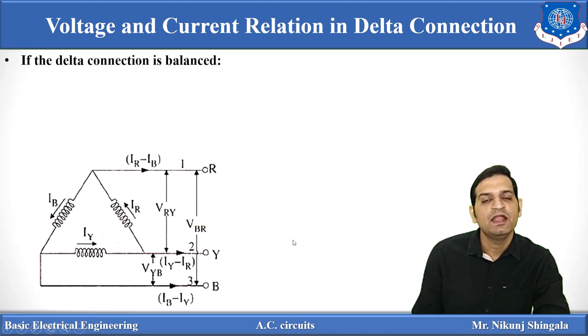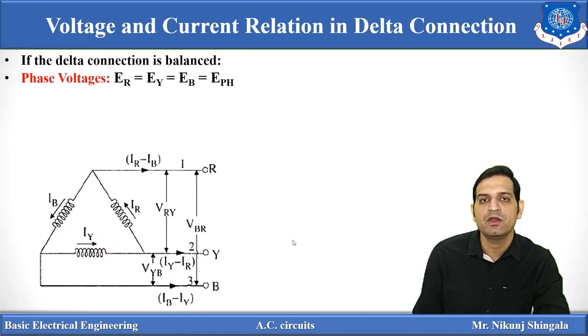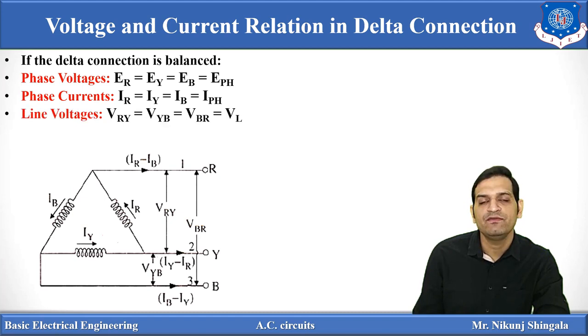Now, if the delta connection is balanced, then all the phase voltages will be equal, that is ER, EY and EB will be equal, and it will be equal to E phase. Phase currents IR, IY and IB will be equal, and it will be denoted by I phase. Line voltages VRY, VYB and VBR will also be equal, denoted by VL. And line currents IL1, IL2 and IL3 are also equal, denoted by IL.